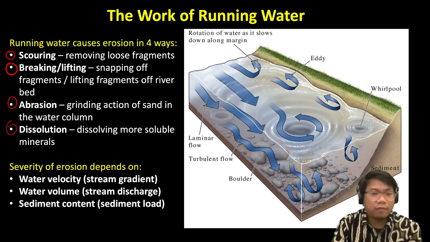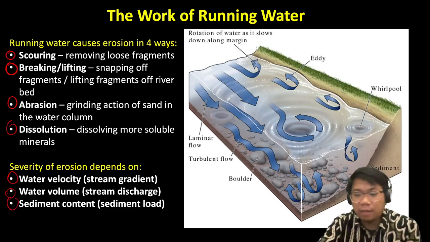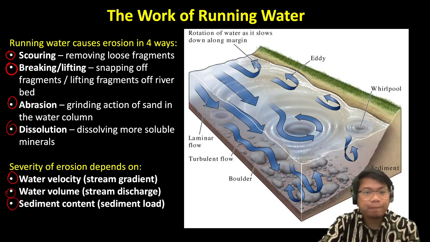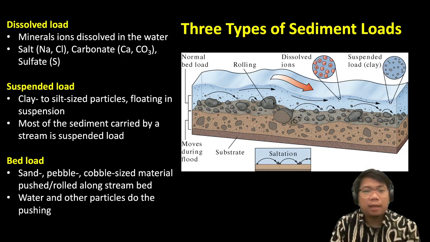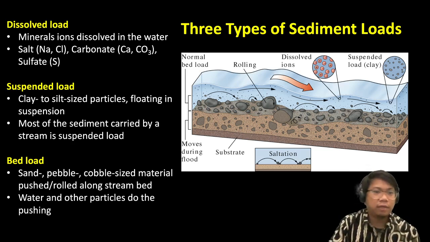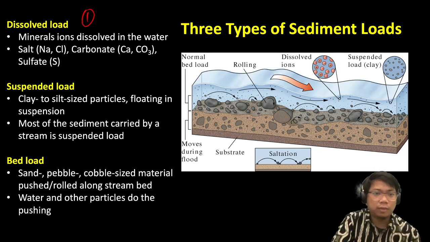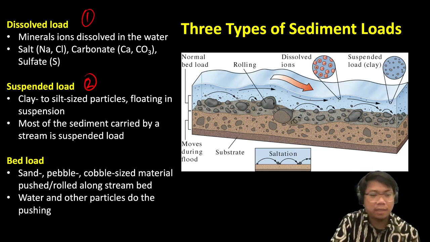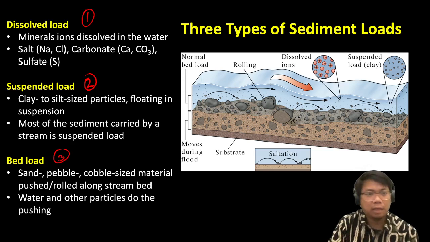And the severity of erosion depends on several factors, including the water velocity, the water volume, as well as the sediment content within the water column. And there are three types of sedimentary loads that I mentioned earlier. The first one is dissolved load, the second one is suspended load, and the third one is the bed load.